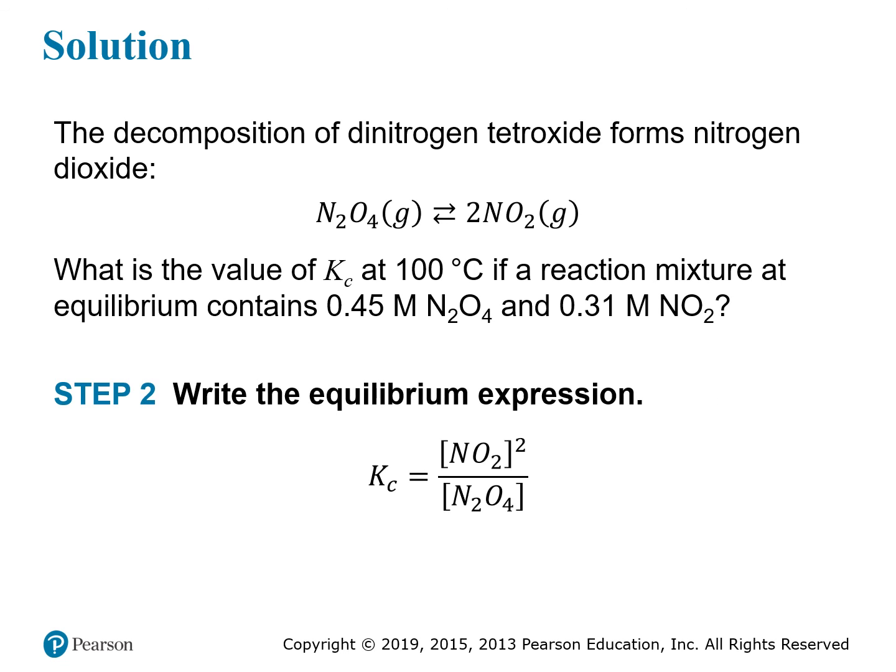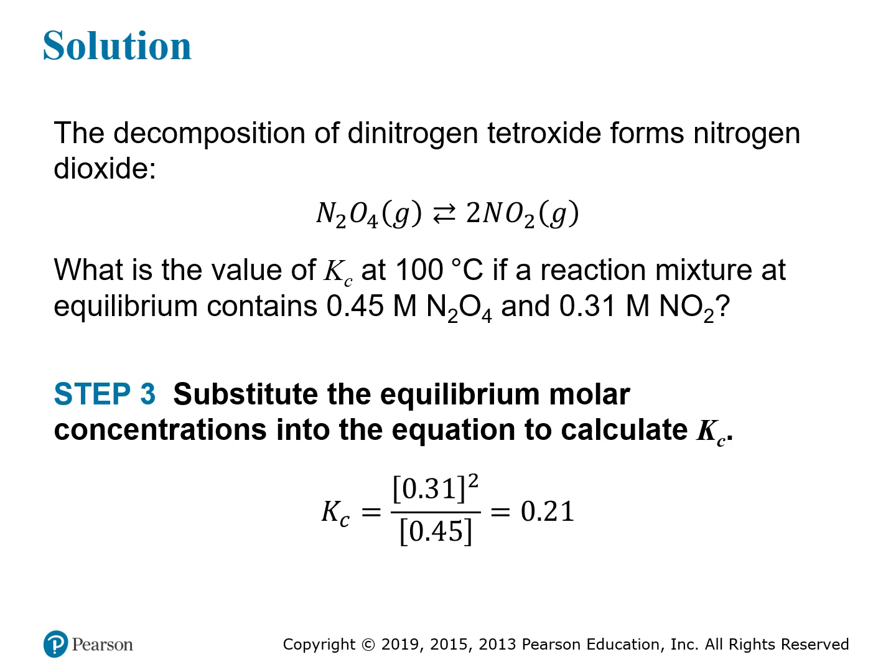So step 2 is write the equilibrium expression. We're not going to go through it piece by piece, but you can refer back to the previous examples. In this case, we just have the concentration of NO2 raised to the power of 2 divided by the concentration of N2O4. So this is the complete equilibrium expression.